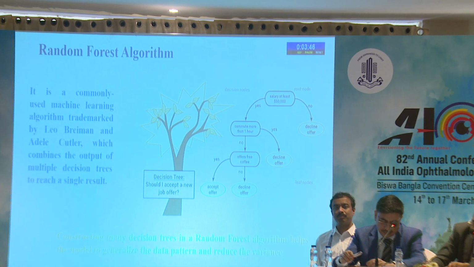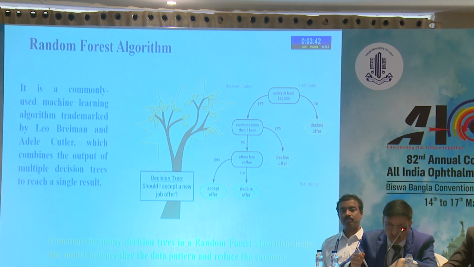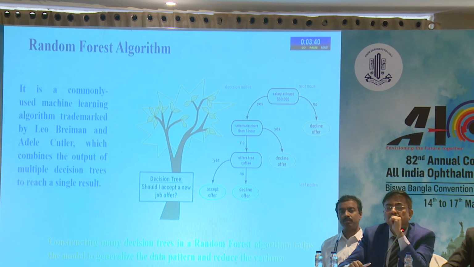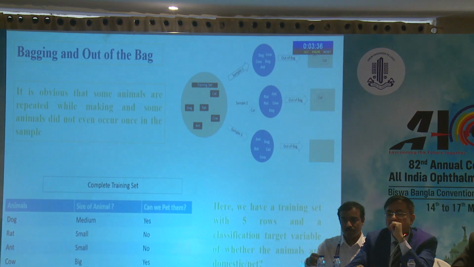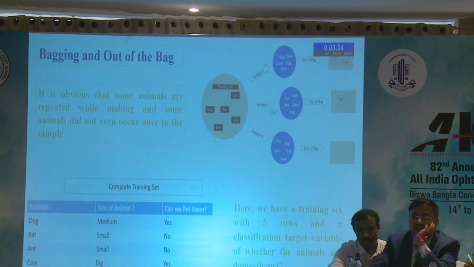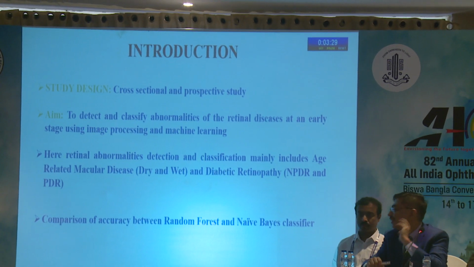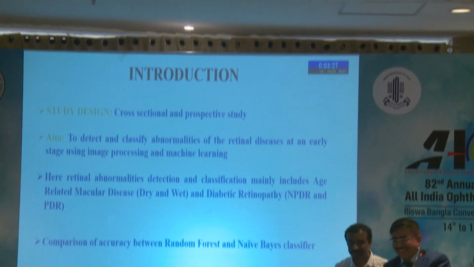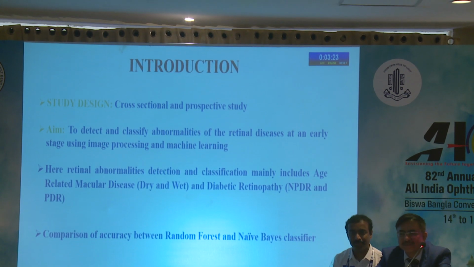It is a commonly used machine learning algorithm trademarked by Leo Breiman and Adele Cutler, which combines the output of multiple decision trees to reach a single output result. It has a bagging and out-of-the-bag ensemble method. This is a cross-sectional and prospective study to detect and classify the abnormalities of retinal diseases at an early stage using image processing and machine learning.